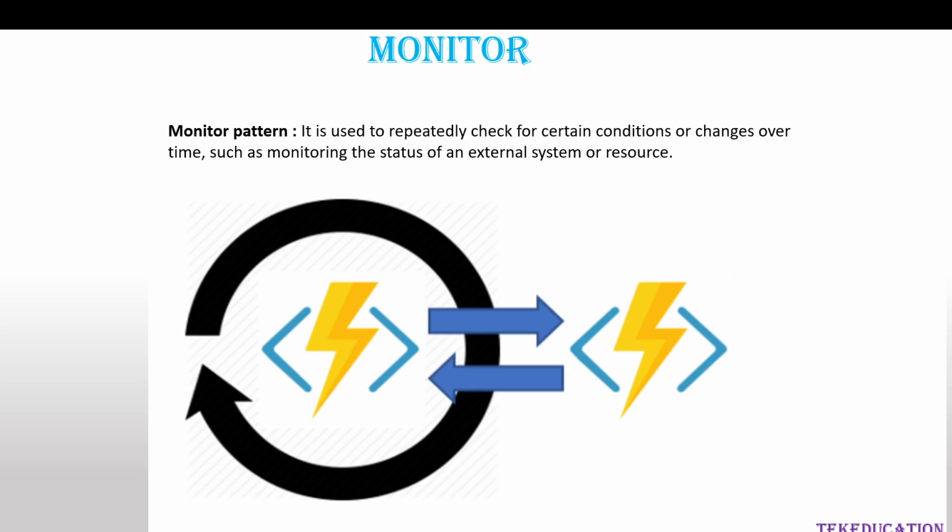Monitor pattern. This pattern is used to repeatedly check for certain conditions or changes over time, such as monitoring the status of an external system or resource. Wherever you have a polling requirement, you can implement monitor pattern there. In this diagram, this particular function is polling this particular function and checking the results of it.